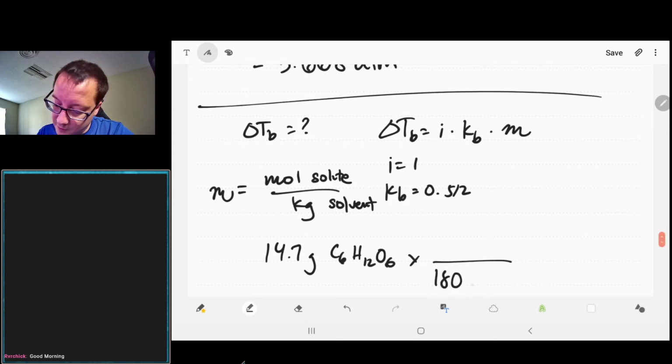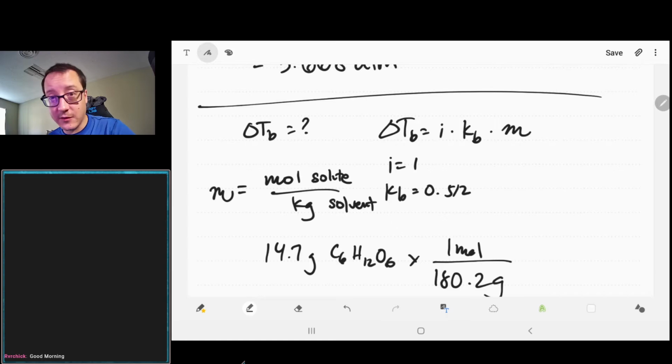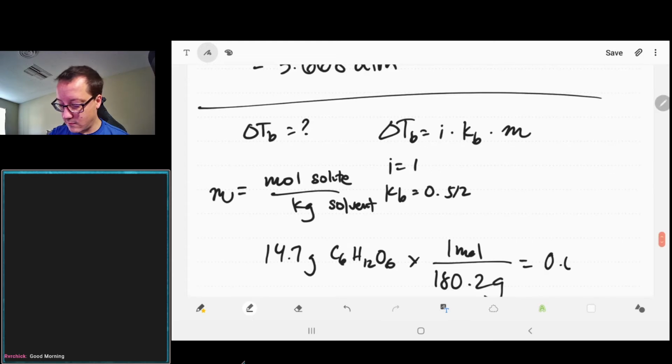If you do its molar mass, you get 180. I can zip through this. Again, it's expected that you're going to take 30 seconds to figure out its molar mass, but in the interest of time, I zip through it. So we have our moles here, whatever those happen to be: 0.08157.